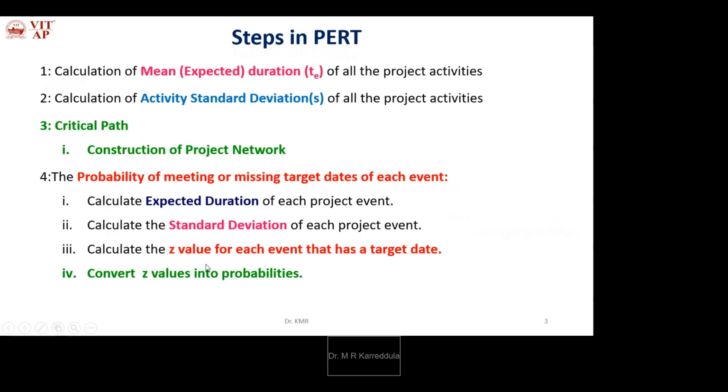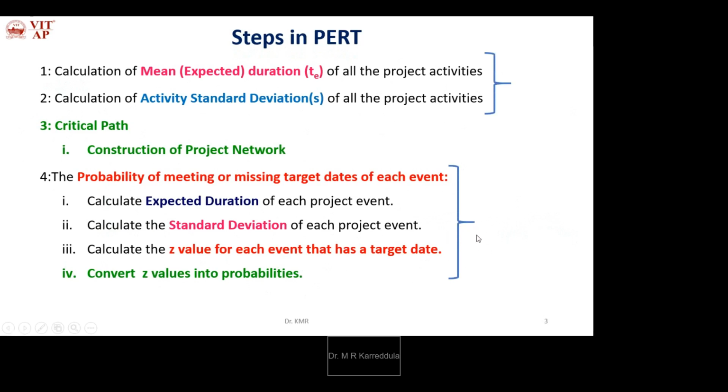So here the additional mechanism is calculating the Z, that is the probability of meeting the target date. How many chances are there to finish the project by the given deadline? That we are calculating. In addition to the critical path, we are calculating the Z value. After that, we'll convert the Z values into probabilities by using the standard normal distribution table. In order to calculate this, we'll use these activities' expected duration and standard deviation only.